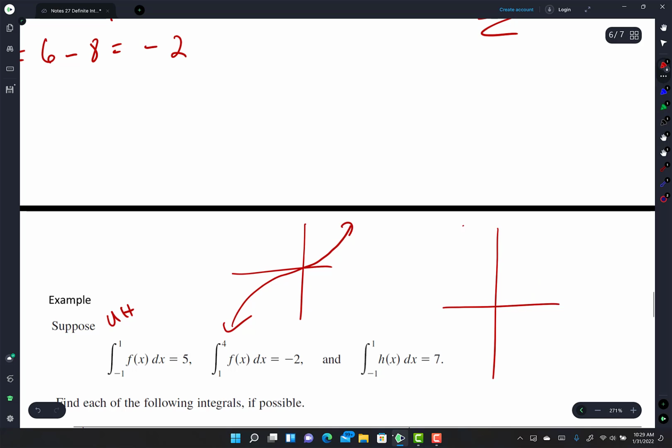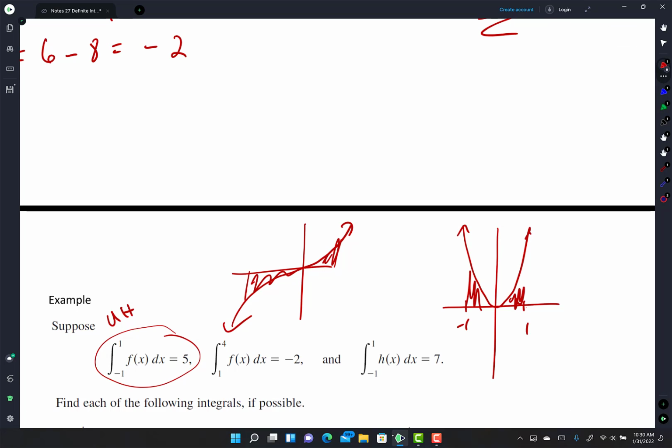You know what I mean? If they would have told us it was even, then I could have just said, well, between negative 1 and 1, the area was 5. So I can just divide by 2 between 0 and 1, if they would have told us it was even. There's no way this would have been odd, because if it was odd, the areas would have canceled each other out. Does that make sense? So this one would have been 0 if it was odd. Does that make sense to you guys or no?